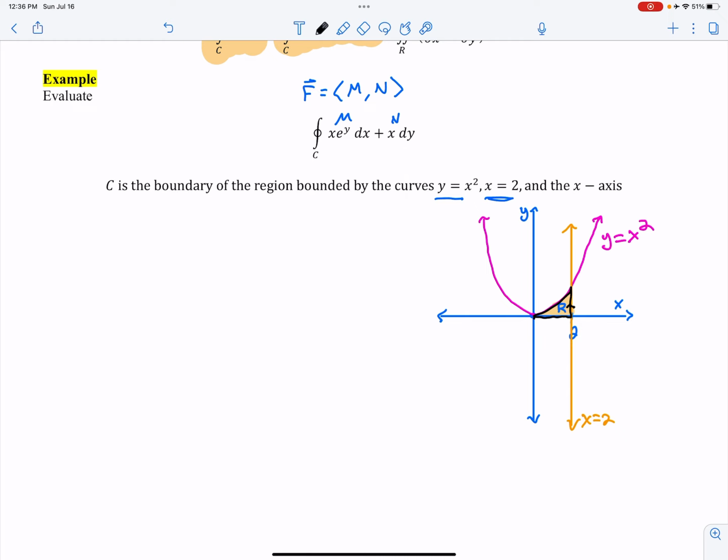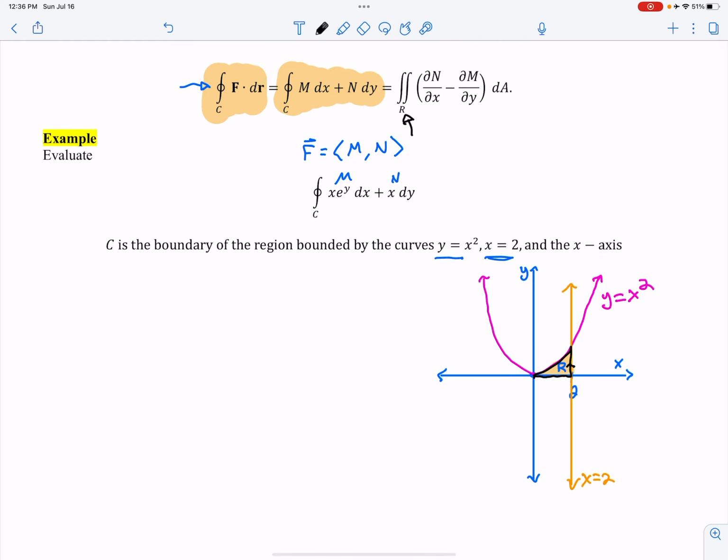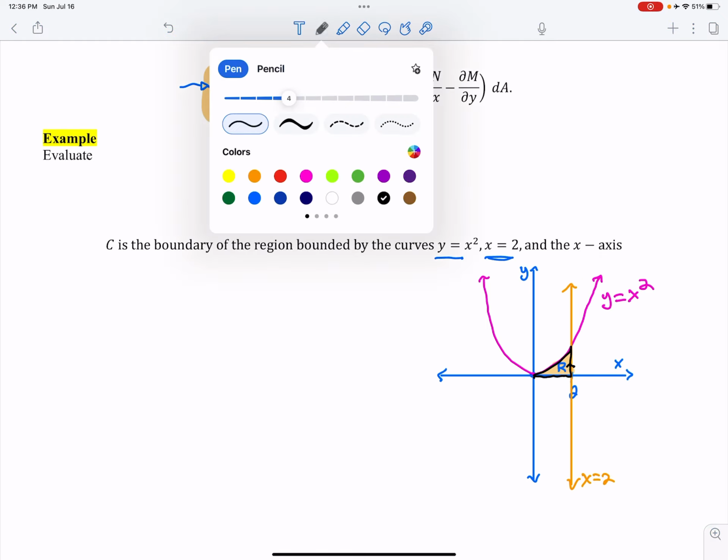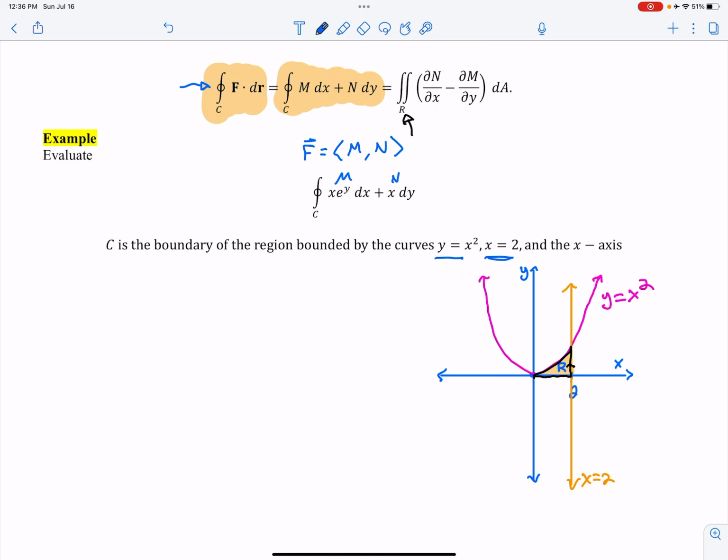The reason the region is important is because we're about to switch this to a double integral over R. All right, so let's do that. First, let's figure out these two things. If those two things are equal, then it is a conservative vector field in 2-space. If these two things are equal, then it's conservative, and we'll talk about that once we get there.